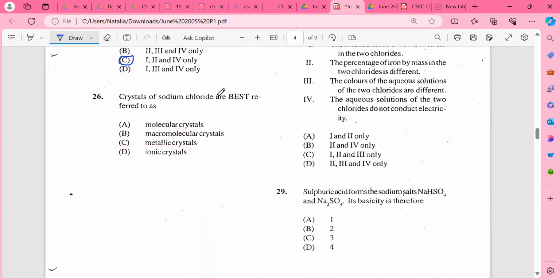Crystals of sodium chloride are best referred to as? Sodium chloride is an ionic compound, so they're referred to as ionic crystals.